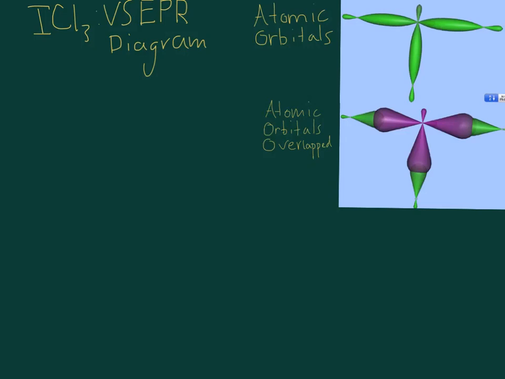First, we will start by taking a look at the atoms that compose our compound. Iodine trichloride is composed of 4 atoms, 1 iodine and 3 chlorine.